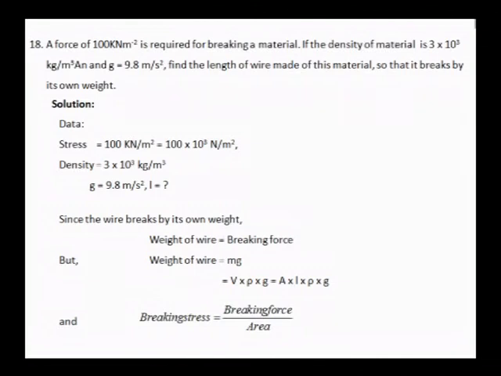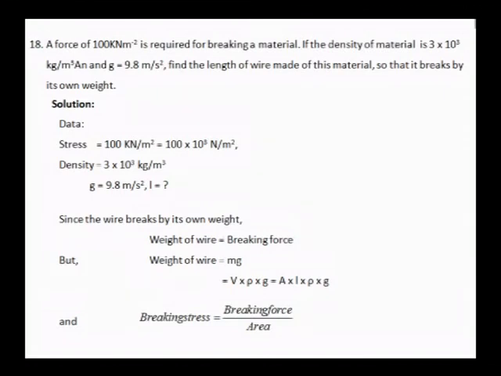So, the data available for us is stress is equal to 100 kilo Newton per meter square, kilo is 10 power 3, so we write it as 100 into 10 to the power of 3 Newton per meter square. Density is given as 3 into 10 to the power of 3 kg per meter cube. g is 9.8 meter per second square, and we are asked to calculate the length for which the wire breaks.